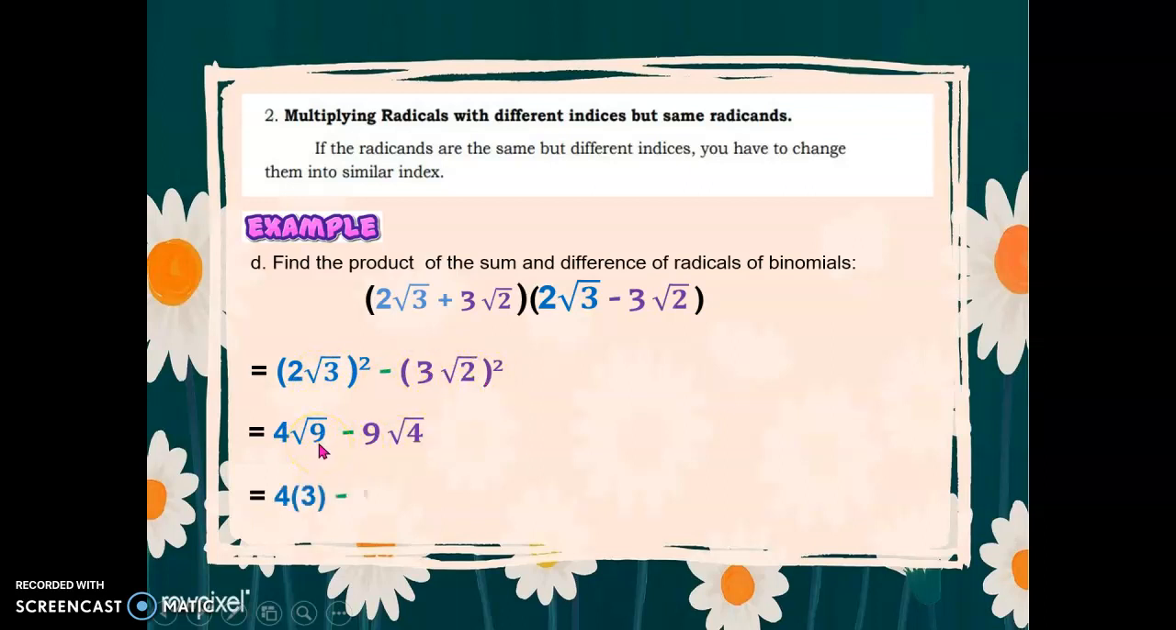Extract. Square root of 9 is 3. Kaya naging 4 times 3, square root of 4 is 2. So, 4 times 3 is 12, 9 times 2 is 18. So, 12 minus 18, so it is impossible to take away 18 from 12, so the answer will be negative. So, the final answer is negative 6.